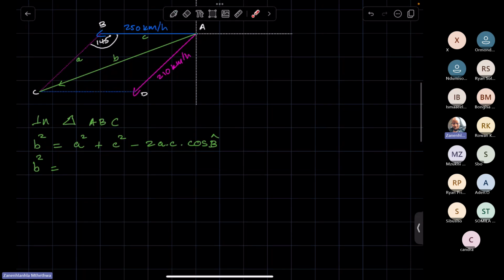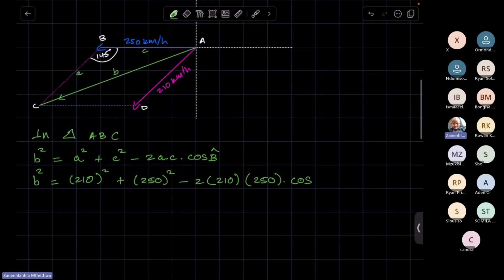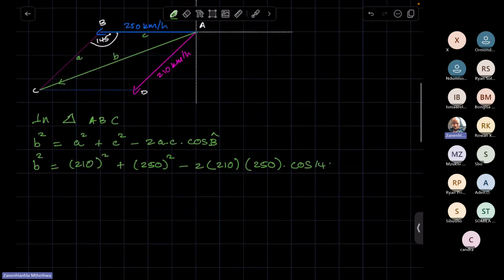Now A, right? Remember in a parallelogram, opposite sides are equal, opposite angles are equal as well. So this side being opposite this one means this is 210. So you have 210 squared plus C squared, right? C is this side, the 250 kilometers per hour. So this is 250 squared minus 2 into A, which is 210, into C, which is 250 cos B, right? The angle B is 145, right?